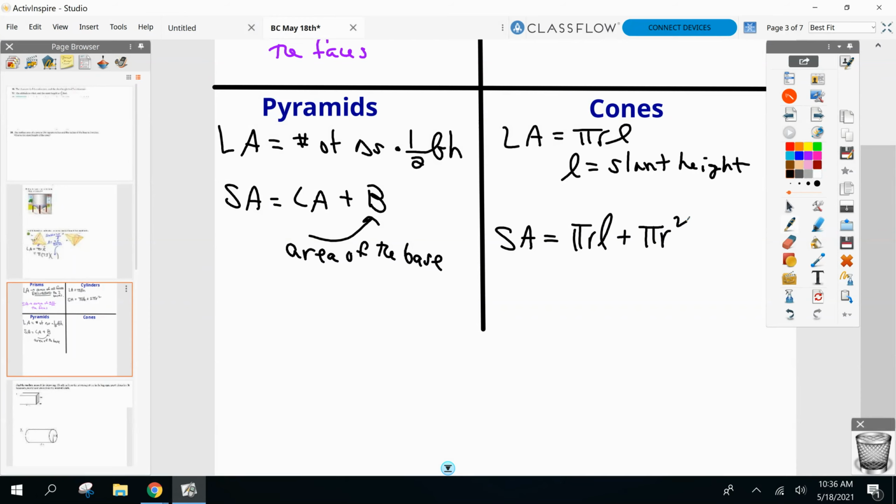Sophia, question. So with the pyramids, that h is still like the height of the triangle, so it's like the slant height. Correct, yes. That's the height of one of the triangular faces. So yes, also known as the slant height. Correct.